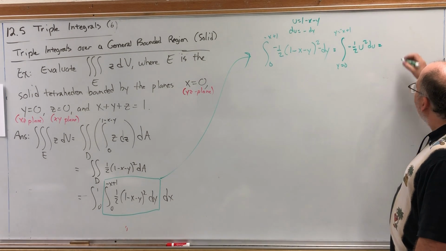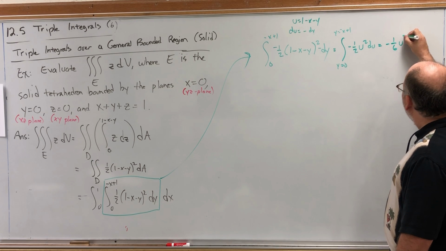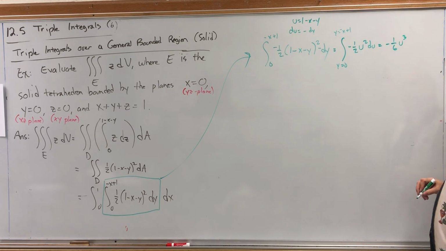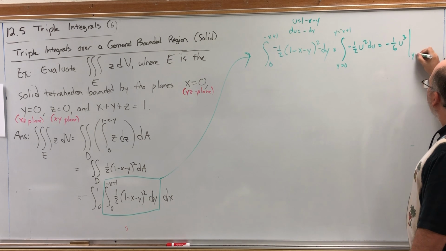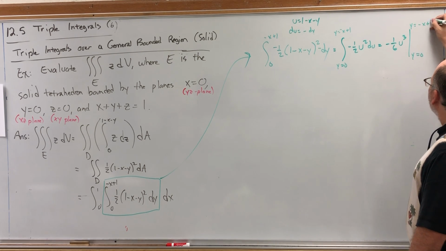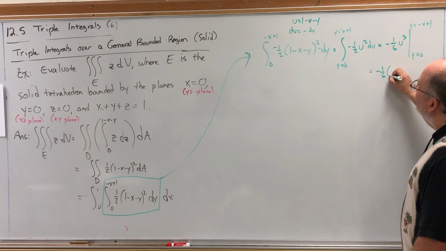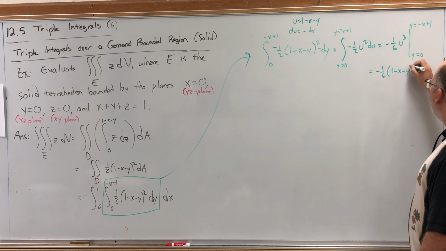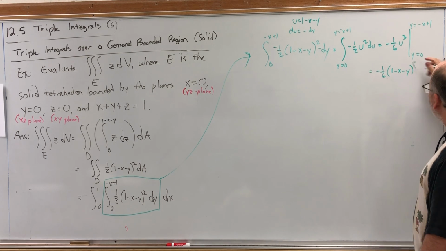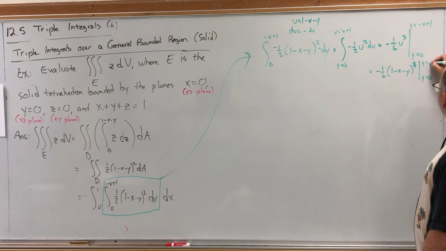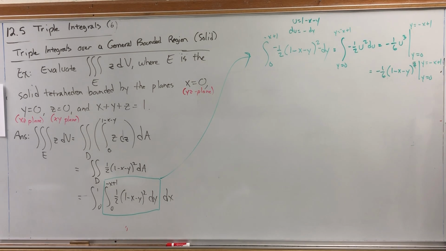So this integral would be negative 1/6 u to the third. Let me take the derivative real quick to make sure it's good. It is. This is being evaluated from y equals 0 to y equals negative x plus 1. So I need to bring back the substitution. Negative 1/6 quantity (1 minus x minus y) cubed, almost botched that up, integrated from y equals 0 to y equals negative x plus 1. And I'm still writing y equals because I have multiple variables over here. So we need to substitute negative x plus 1 for the y and 0 for the y and subtract the results.